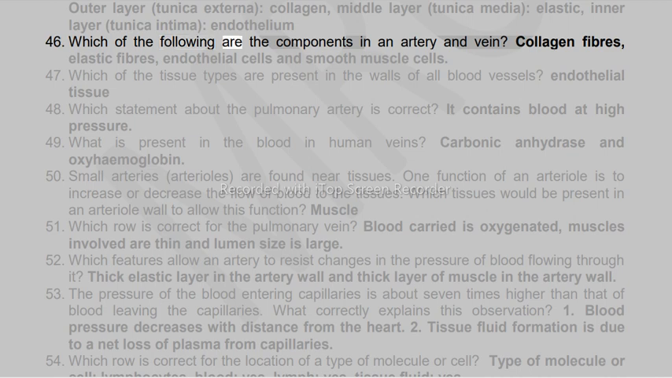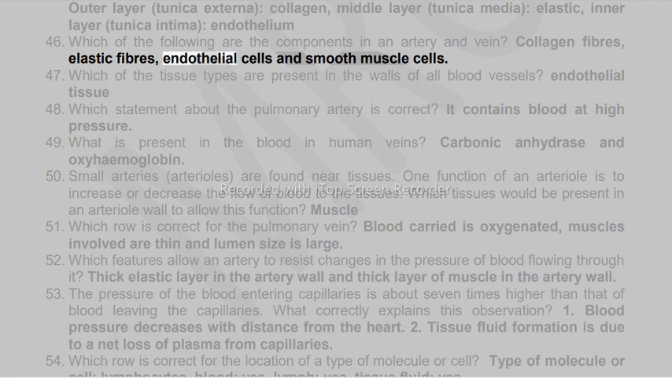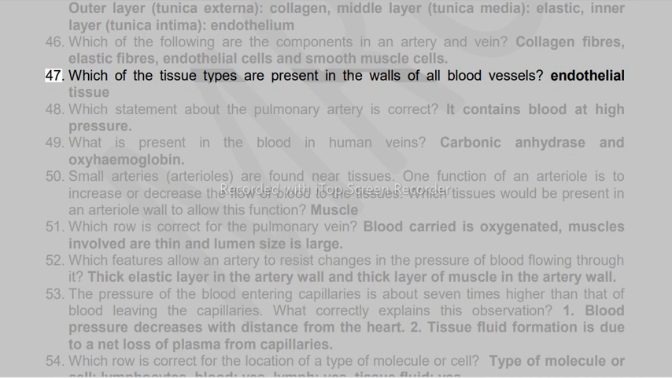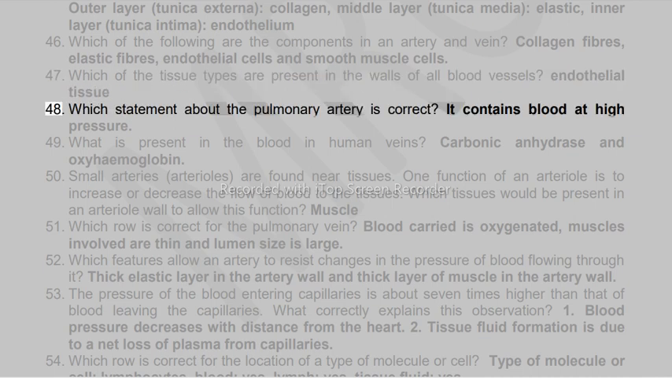46. Which of the following are the components in an artery and vein? Collagen fibers, elastic fibers, endothelial cells and smooth muscle cells. 47. Which of the tissue types are present in the walls of all blood vessels? Endothelial tissue. 48. Which statement about the pulmonary artery is correct? It contains blood at high pressure.